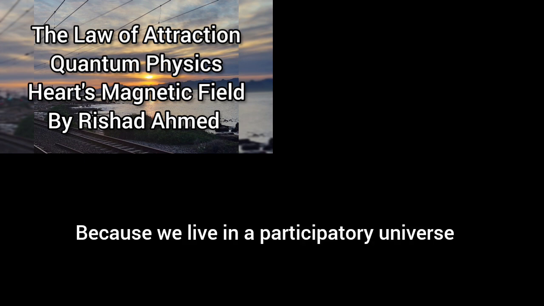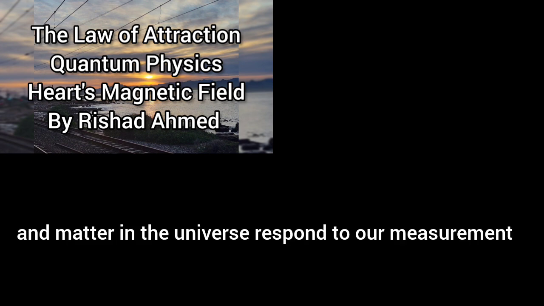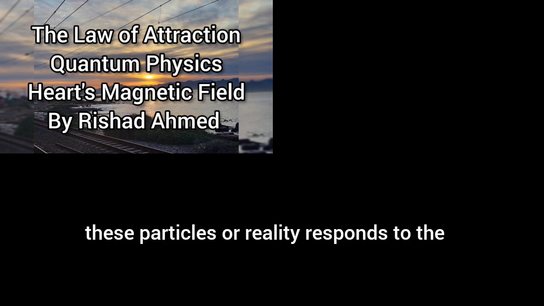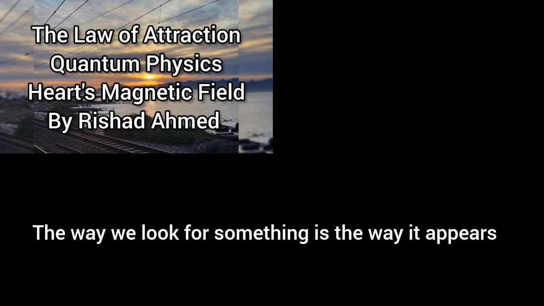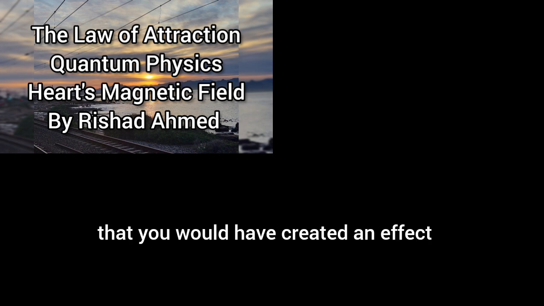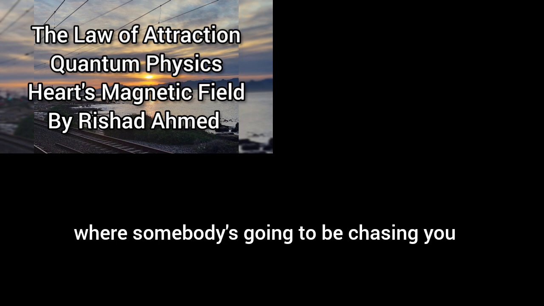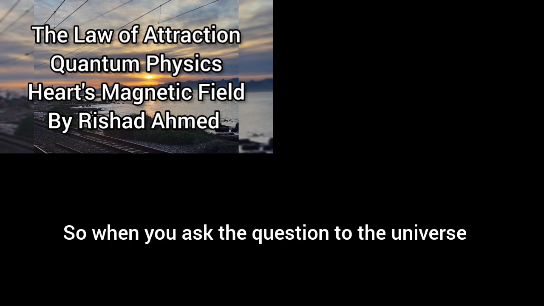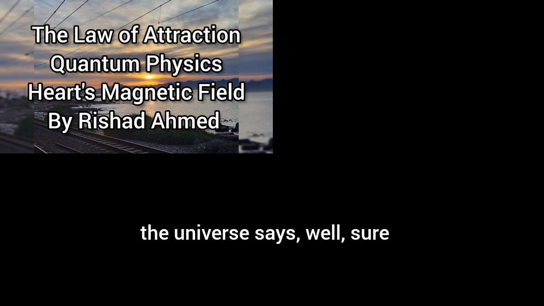Because we live in a participatory universe, and because particles and matter in the universe respond to our measurement, these particles, or reality, respond to the way we think it will respond. The way we look for something is the way it appears. Let's use a practical example. If you think that every time you go out, someone's chasing you, there's a strong chance that you would have created an effect where somebody's going to be chasing you. So if you have this belief that everybody hates me, you somehow are creating that. So when you ask the question to the universe, a lot of people hate me, the universe says, well, sure, let me show you how many other people hate you. It starts giving you back feedback, which is really strange, but it's very true.